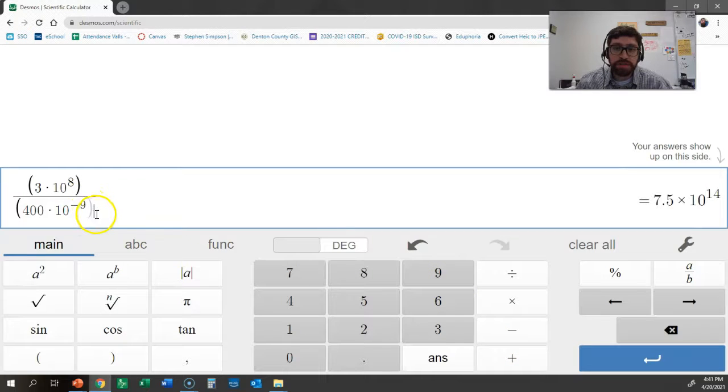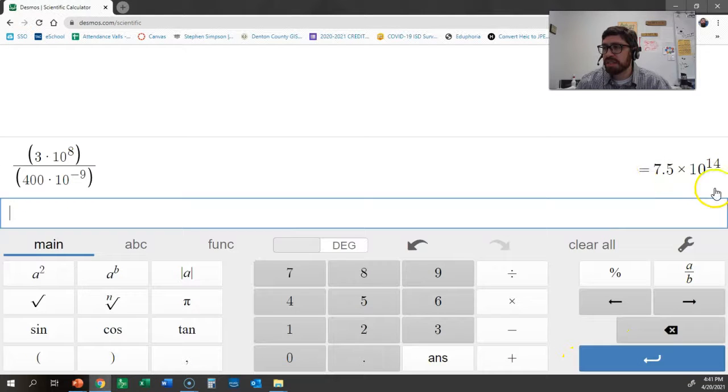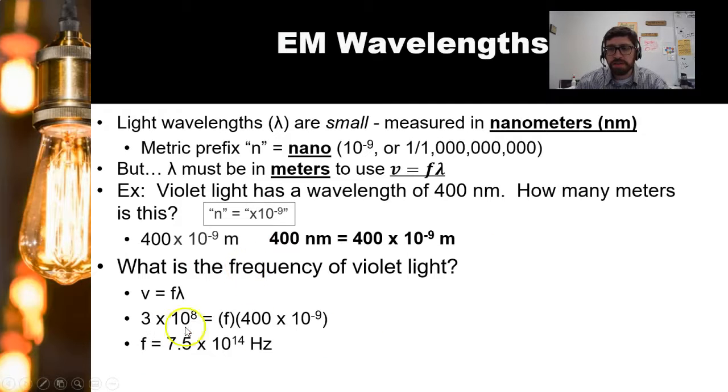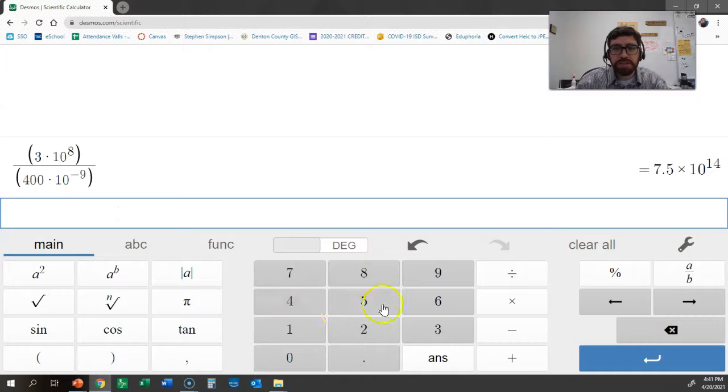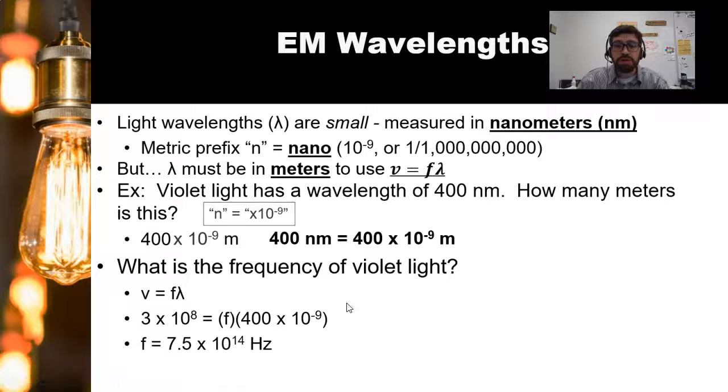Put my cursor out here, and also you can use this button here. Close the parentheses, hit enter, and we get 7.5 times 10 to the 14th hertz. That's our frequency there. Strongly recommend that you learn how to use this calculator. That's going to be what's going to be available to you on the homework and on the tests and quizzes.